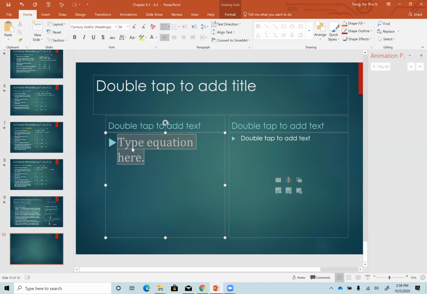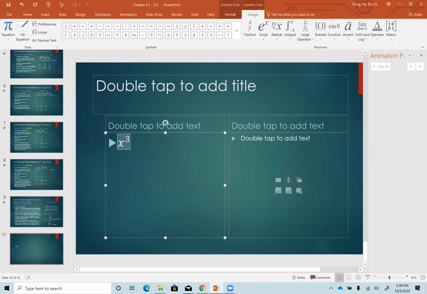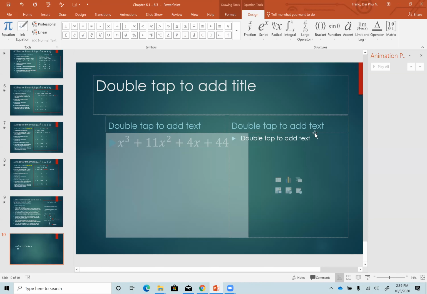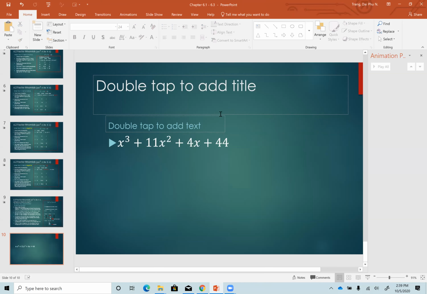So the previous problem we have is this, right? x to the third power plus 11x to the second power plus 4x plus 44. So this is what we have. And let me delete all of this thing here.